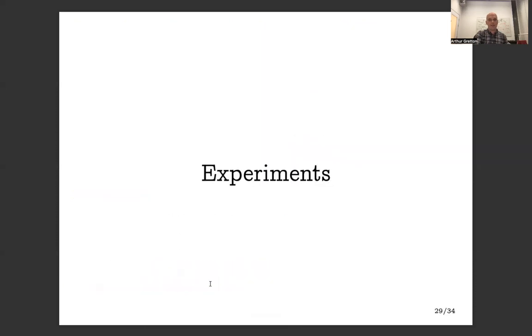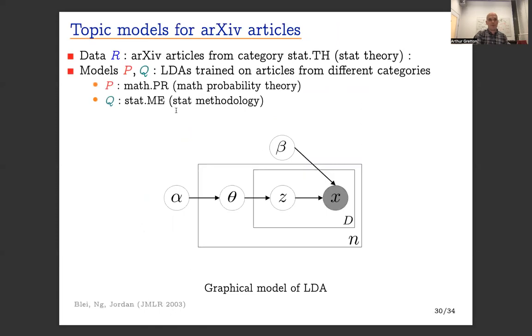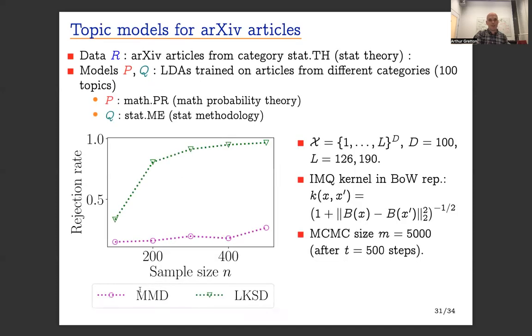All right. Let's look at an experiment now. So the experiment I'm going to address is the case where our data are arXiv articles from stat theory, and our models are LDA models trained on articles in different categories. So there will be a poor match, okay? So in this case, P is trained on math.PR, math probability theory, and Q is trained on stat methodology. So one might imagine that P is closer to R than Q, okay? So here are our results for this. So this is the rejection rate of the null. So in this case, we want to reject the null, and rejecting the null in this example amounts to saying that P is a closer model than Q, all right?